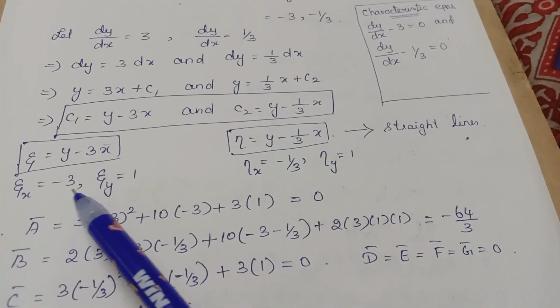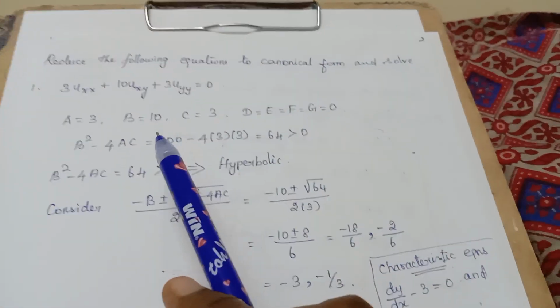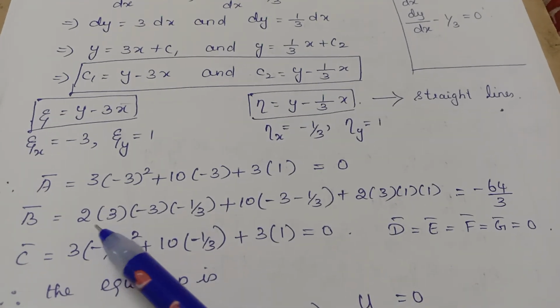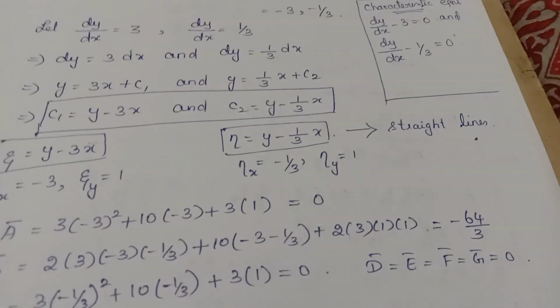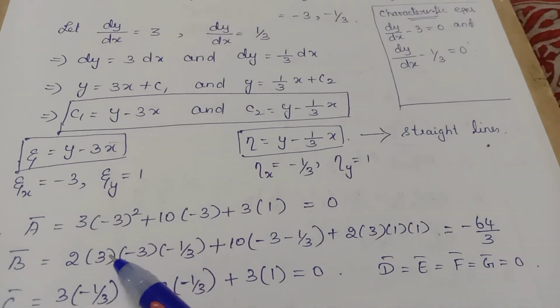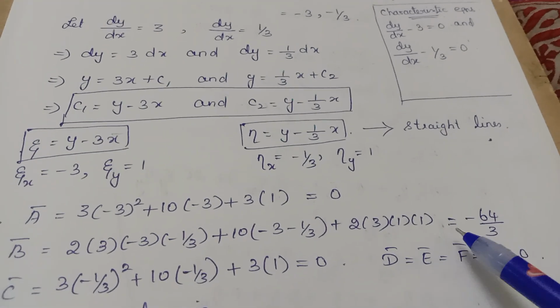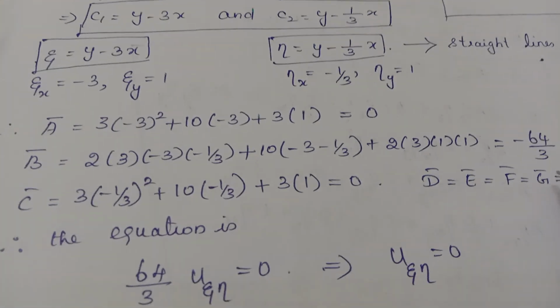So eta x into psi x into eta x plus 10 into, what is this 10? B, that is B into, that is here A, B, C, the same A, B, C values you have to write. Then after that, you write the values of the mixed derivatives, right? So if you write and simplify, the value is minus 64 by 3. So only for B bar we have the value.